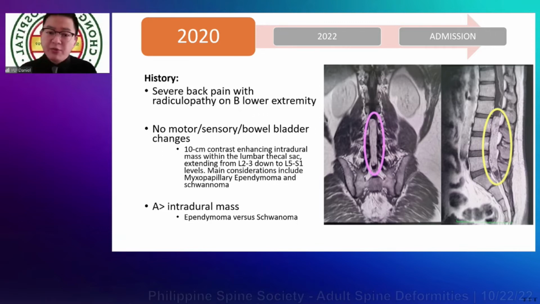An MRI was done revealing a 10 cm contrast-enhancing intradural mass within the lumbar thecal sac extending from L2 to S1 level. At that time, the patient was assessed to have an intradural mass, and the consideration was myxopapillary ependymoma versus schwannoma. However, due to the pandemic, the patient was lost to follow up.